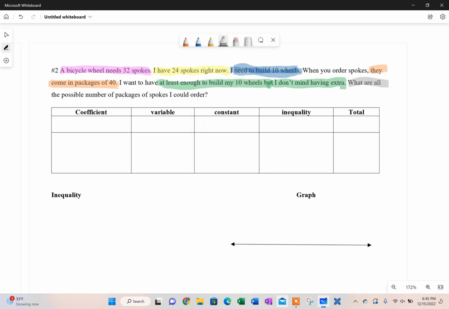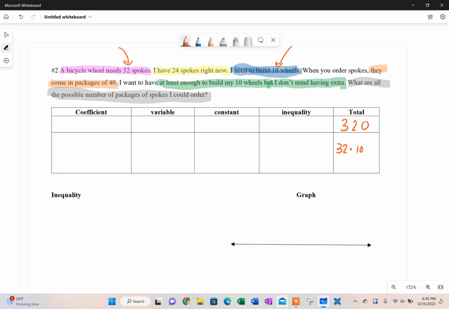So let's see, what are all the possible number of spokes I could order? So once again, let's start from the back. How many spokes do I need? Well, it says I need to build 10 wheels, but a bicycle wheel needs 32 spokes. So I need to do 32 times 10, which is 320.